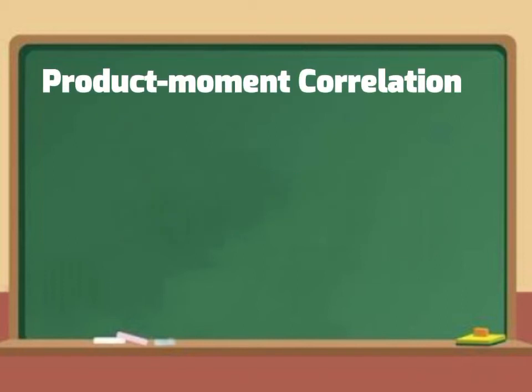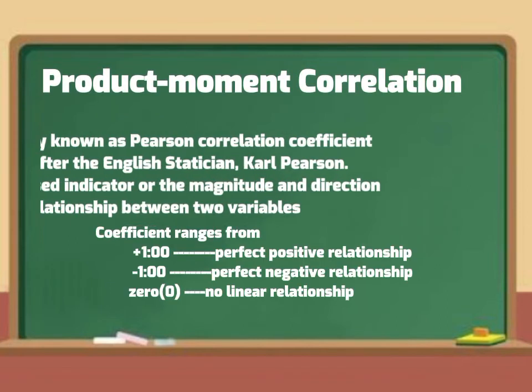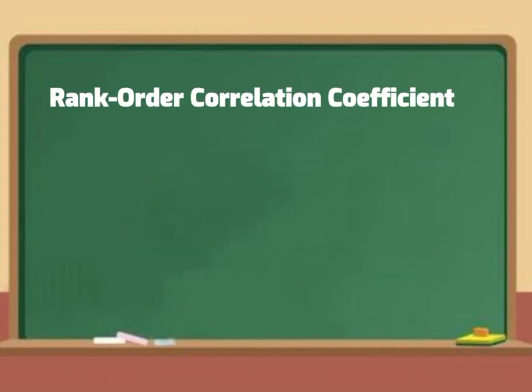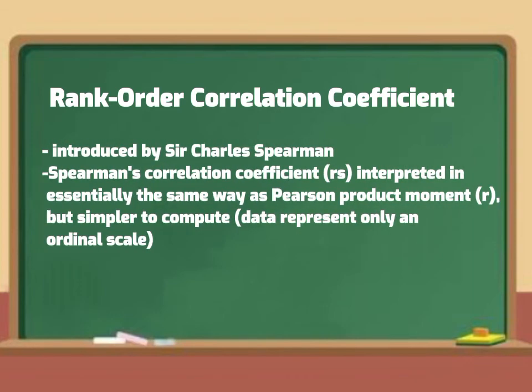The product moment correlation coefficient, popularly known as Pearson correlation coefficient, named after the English statistician Karl Pearson. It is the most widely used indicator of the magnitude and direction of the relationship between two variables. The rank order correlation coefficient, also known as Spearman's correlation coefficient, was introduced by Charles Spearman. It is interpreted essentially the same way as Pearson's product moment, but is simpler to compute. It is another technique for estimating the magnitude and direction of the relationship between two variables.